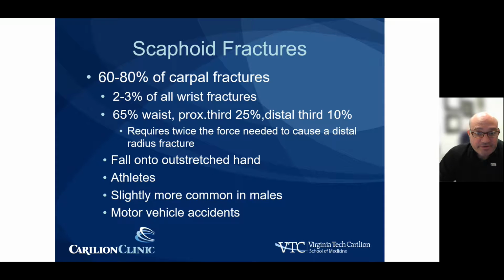When carpal fractures do take place, usually between 60 to 80% of the time they involve the scaphoid. It's important to note that the scaphoid requires twice the force that is needed to cause a distal radius fracture. Therefore, scaphoid fractures seem to be most common with young males, athletes, those involved in motor vehicle accidents, and falls from significant height. Of all the scaphoid fractures, 65% of them tend to take place in the waist, 25% in the proximal third, and 10% in the distal third.